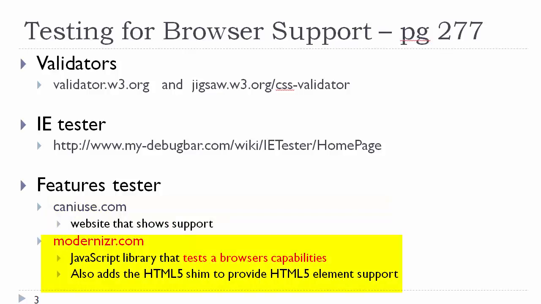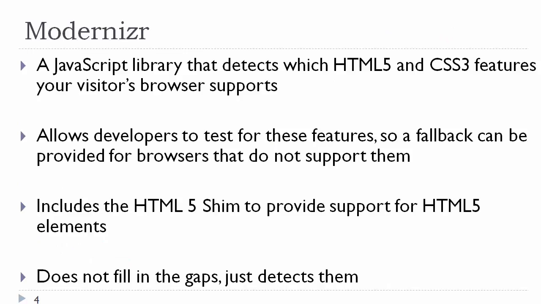And we also have this very nice JavaScript library called Modernizr. And this helps us to test browser capabilities. It also adds the HTML5 shim support for browsers such as IE9 that do not support the newer HTML5 structural elements. Alright, so let's talk about Modernizr because it's used a lot in the industry.